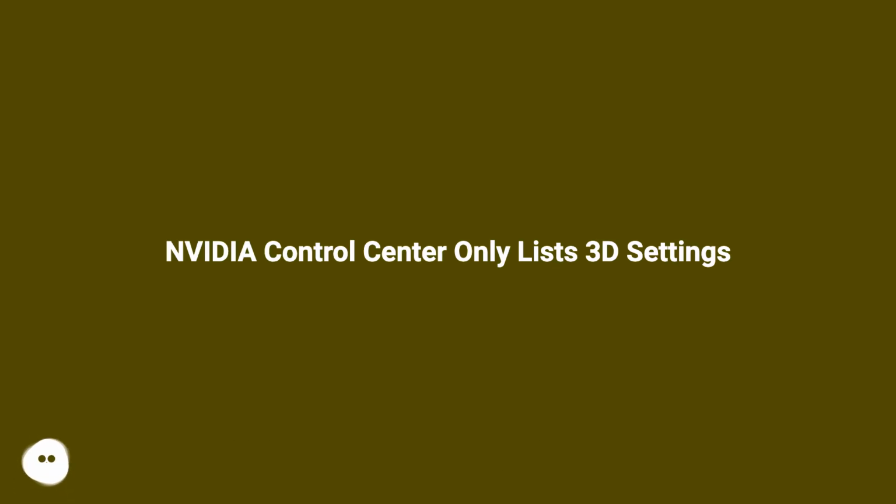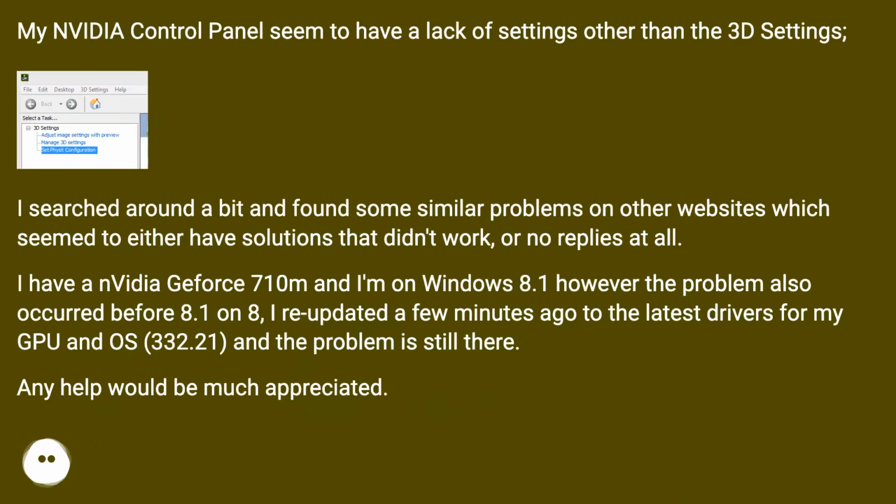NVIDIA Control Center only lists 3D settings. My NVIDIA control panel seemed to have a lack of settings other than the 3D settings. I searched around a bit and found some similar problems on other websites which seemed to either have solutions that didn't work, or no replies at all.